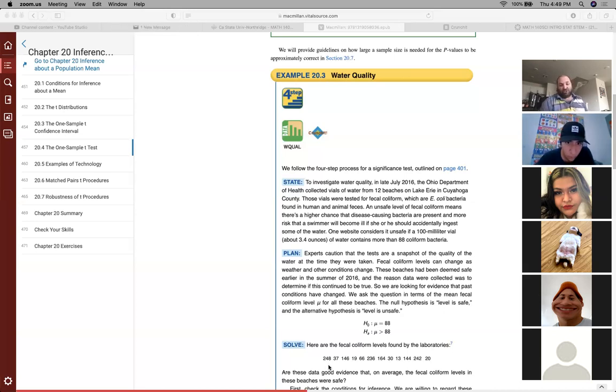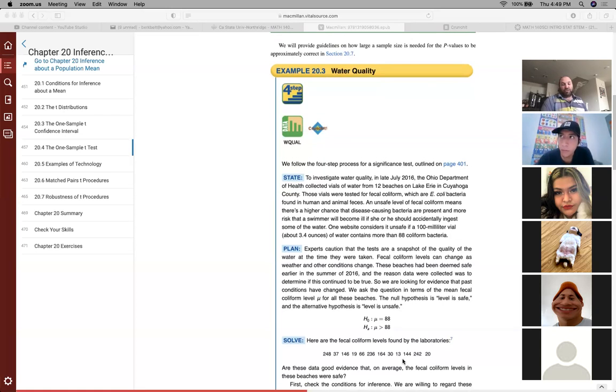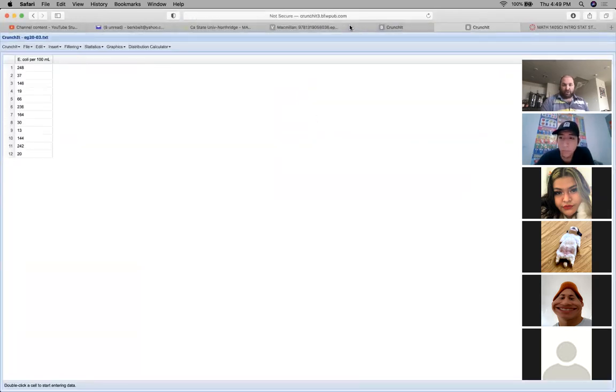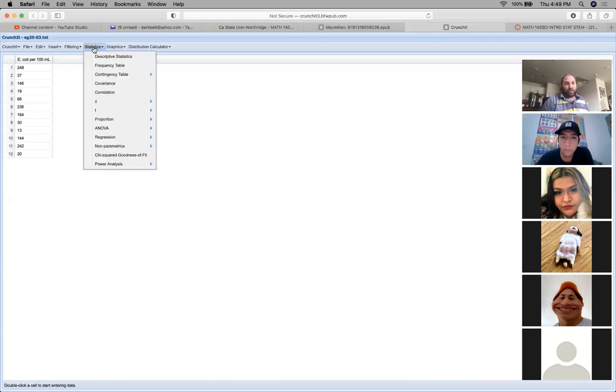Okay, so we went out and took a sample of 12. And the question is, are these data good evidence that on average, the levels of bacteria in the beaches were unsafe? So let's go to crunch it. Let's close down this one, I don't need it. And we have crunch it here. So here is all my data. Notice that's all I have. I have my data. So I go to statistics. Is it going to be Z or T? T.